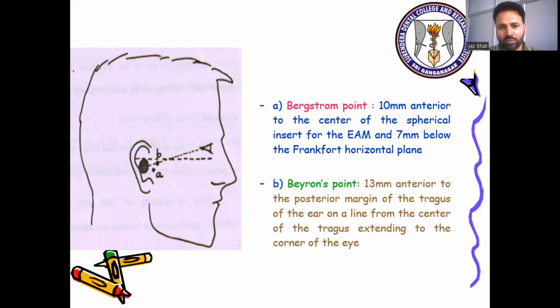In the diagram, it can be appreciated that the external auditory meatus and the various points which are used as reference points for the posterior reference are depicted as A and B.